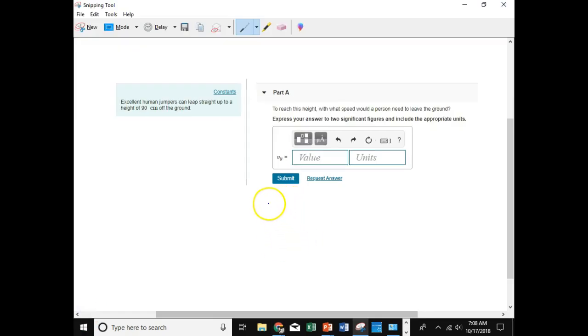Okay, so this one's not nearly as tricky, but because it's in the y direction, I wanted to give you guys some heads up on it. It says an excellent human jumper can leap straight up to a height of 90 centimeters off the ground. That's almost a full meter, which is pretty astounding, actually. So what you have to ask yourself is this: you know delta x is equal to 90 centimeters. You know acceleration due to gravity is equal to negative 9.81 meters per second squared. What else can you coax out of this problem?